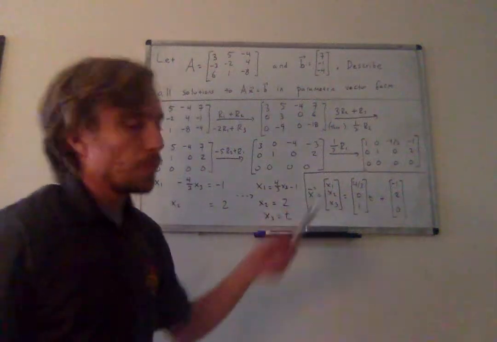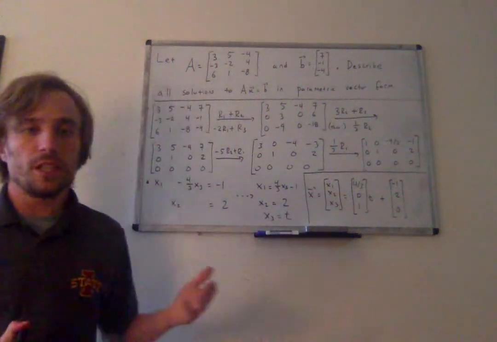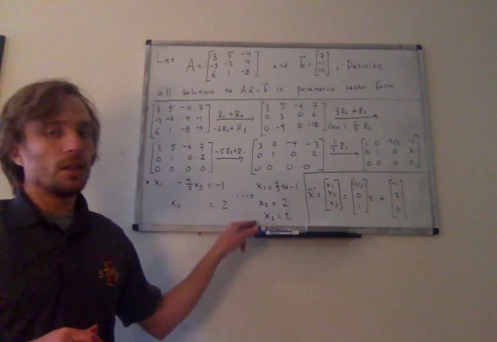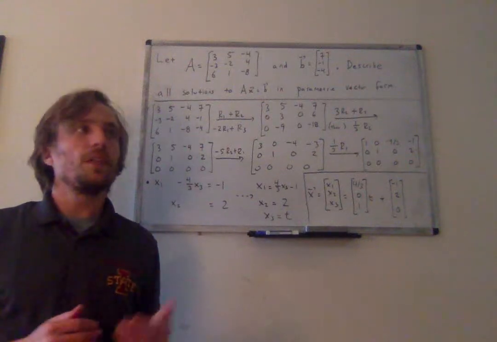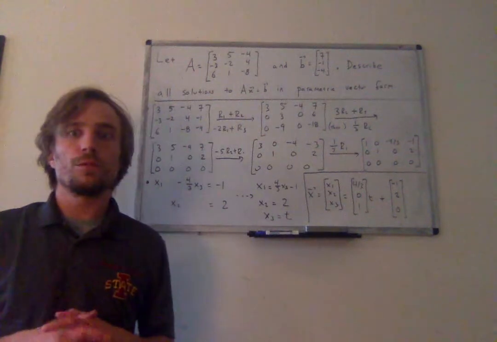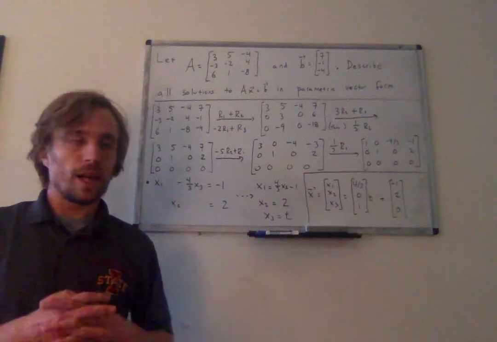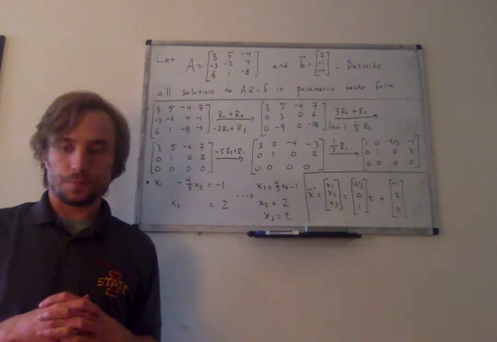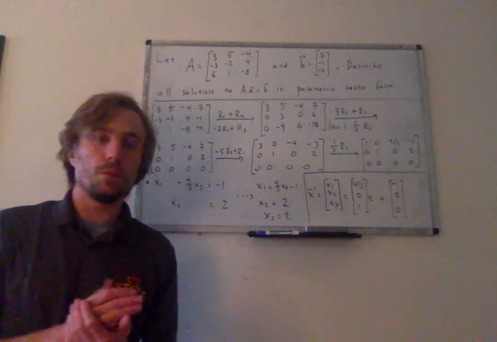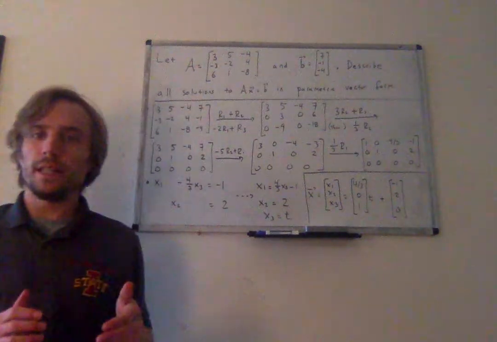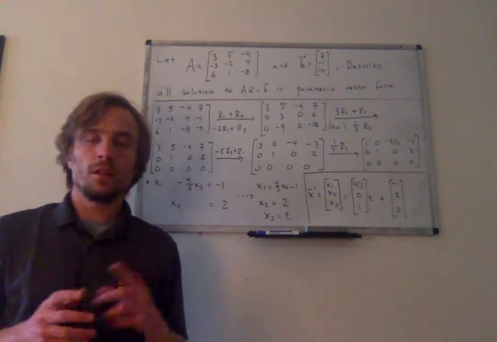So this is parametric vector form for a non-homogeneous linear system, as opposed to the previous example, which was parametric vector form for a homogeneous linear system. I actually think this wraps up section 1.5. So at this point, we should be done. This should be the last video of week 1.